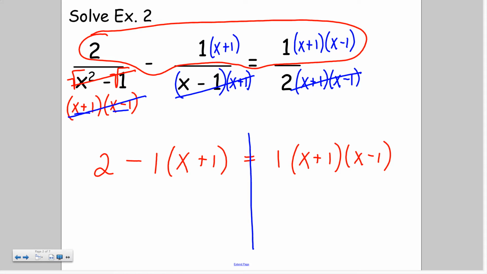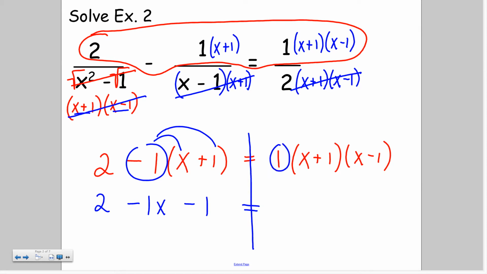So I'm dealing just with my numerators. Now I'm going to solve this equation. I'm going to take that negative 1 and I'm going to distribute. That's why that negative is so important, because it's going to change my signs. So negative 1x and negative 1 when I distribute. On this side, you have 1 times x and 1 times 1. That 1 is not going to change anything.